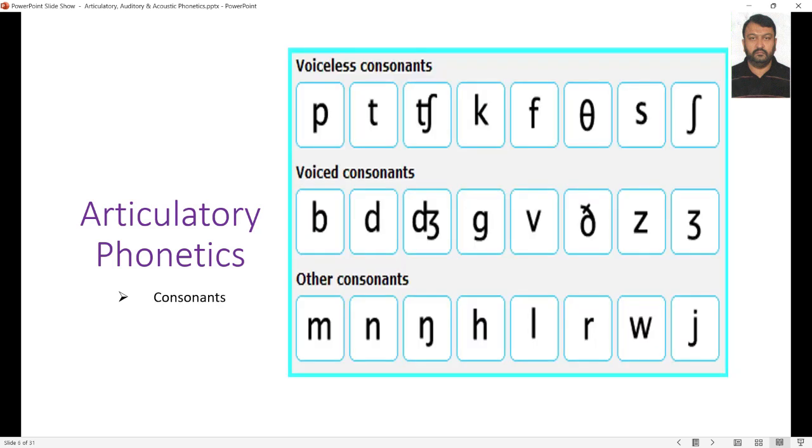Consonants. Consonants are speech sounds that are articulated with a complete or partial closure of the vocal tract. They are generally produced by the modification of an airstream exhaled from the lungs.